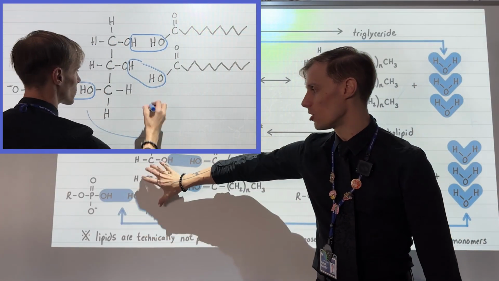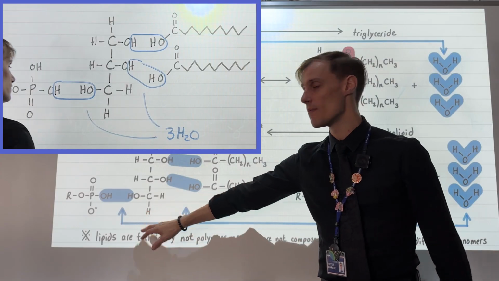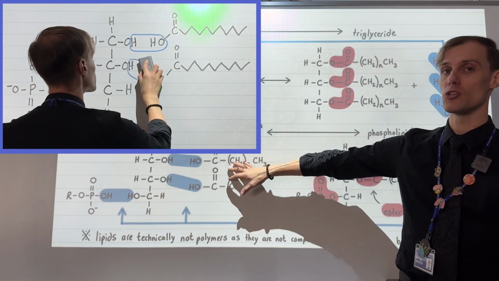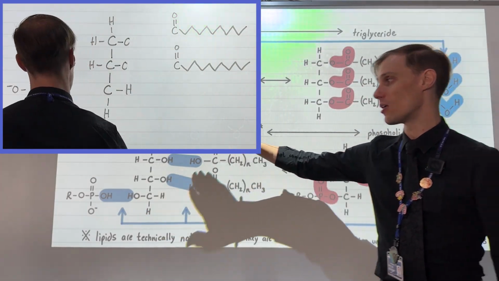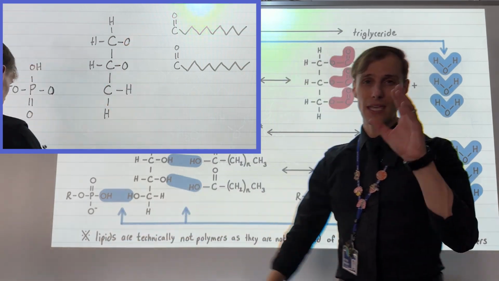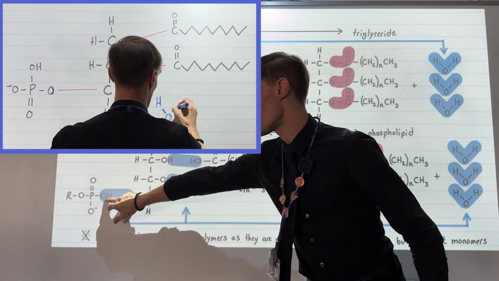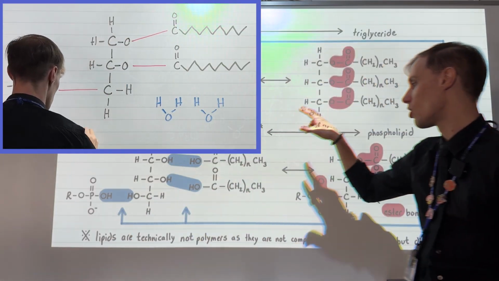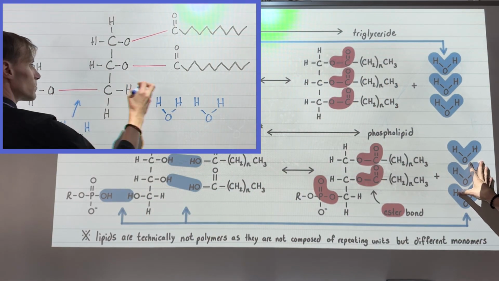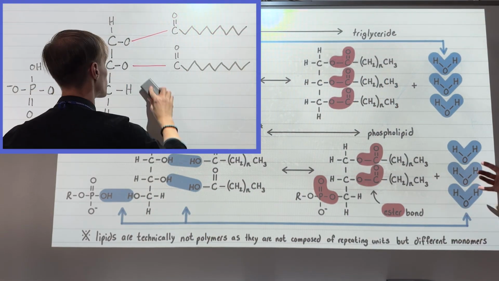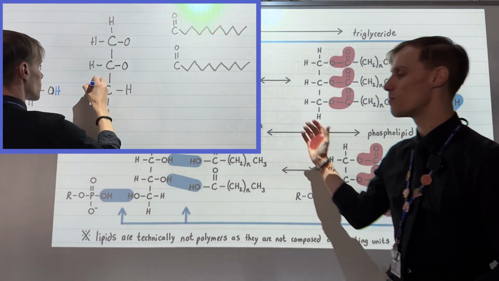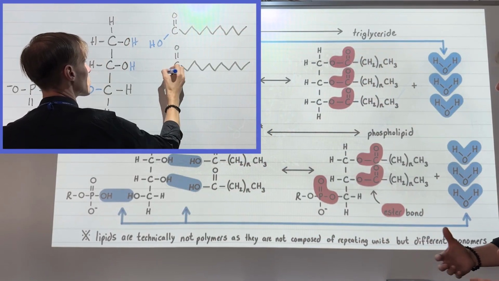So we still use the same glycerol molecule, and this time we're going to bind it to 2 fatty acids and 1 phosphate group. But again, notice the trends here. Hydroxyl group, hydroxyl group, hydroxyl group, and once again, 3 water molecules would be formed as a byproduct, and 3 different water molecules would be used to break a full phospholipid down.